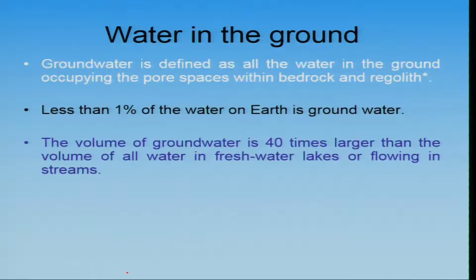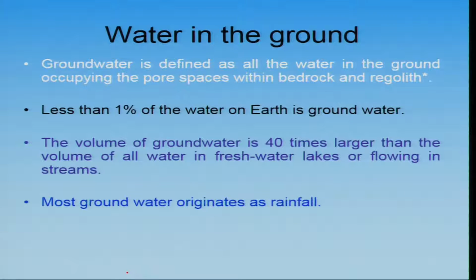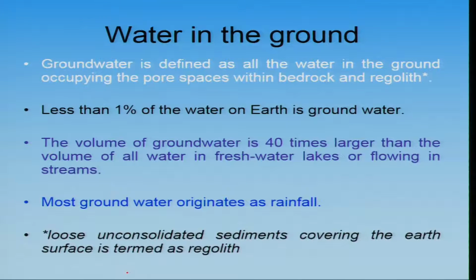However, in terms of volume, groundwater is about 40 times larger than the volume of all fresh water in lakes and flowing through the streams. Most groundwater originates as rainfall. So, this is just a brief explanation about groundwater, and this is what we were talking about with the regolith. Regolith is loosely unconsolidated sediment covering the earth's surface.